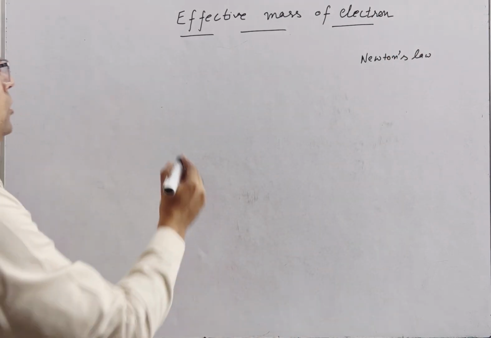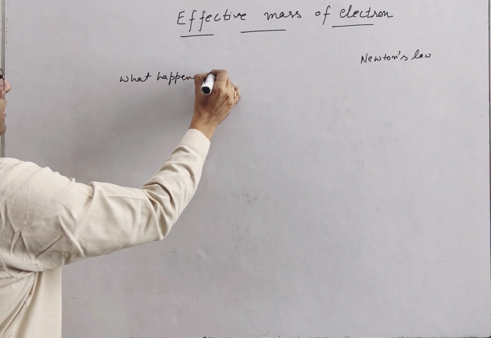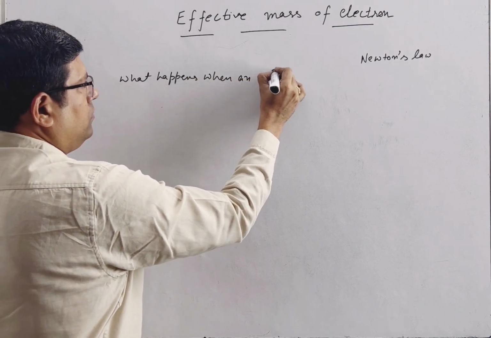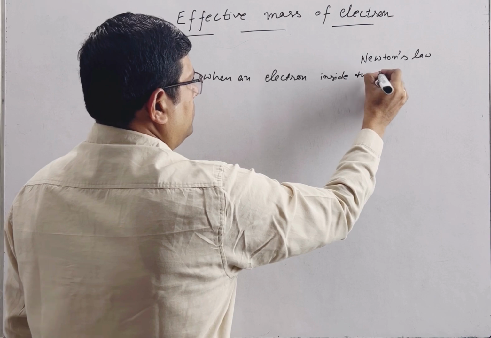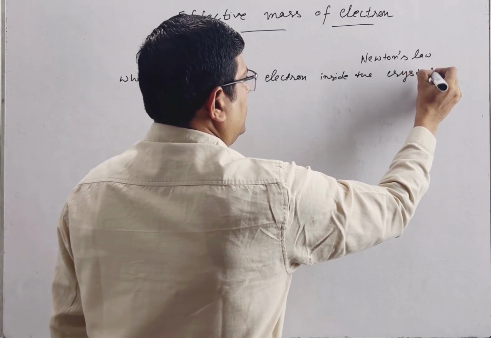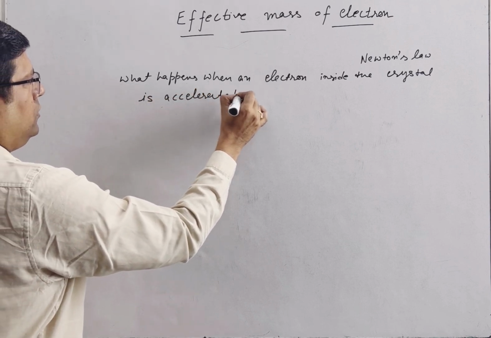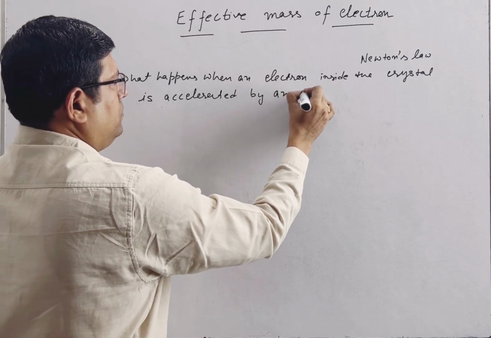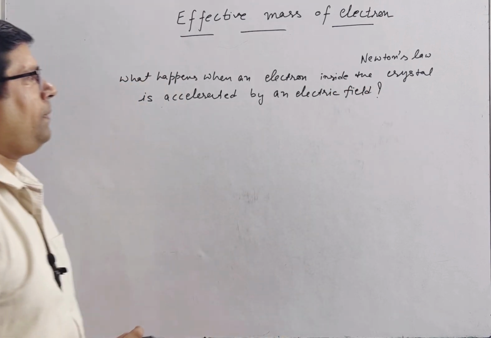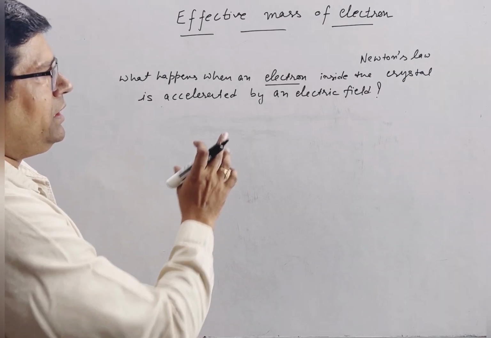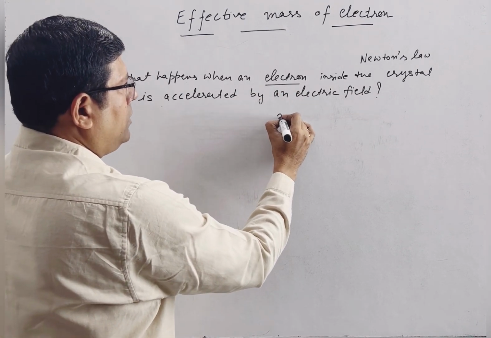Now, the question arises: what happens when an electron inside the crystal is accelerated by an electric field? Its answer is, when an electron inside the crystal is accelerated by an electric field, its mass will differ from the mass of a free electron.